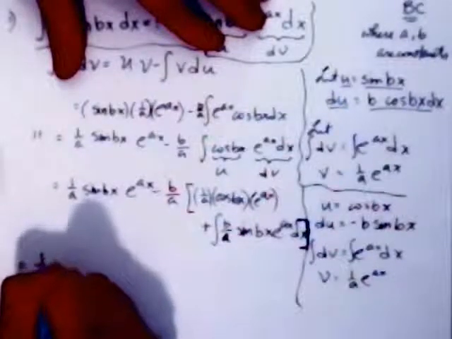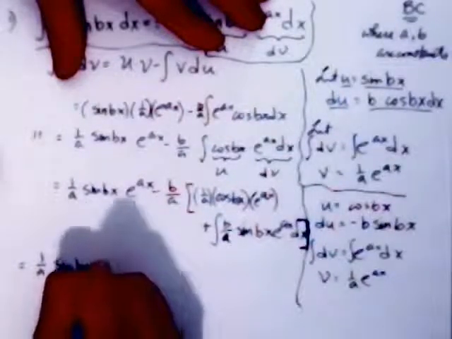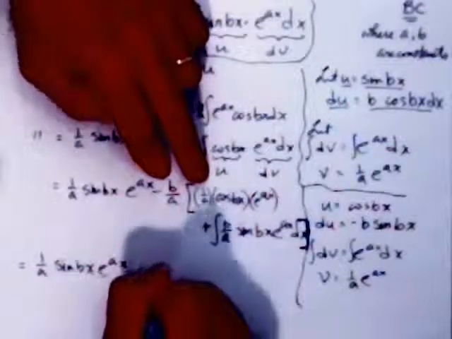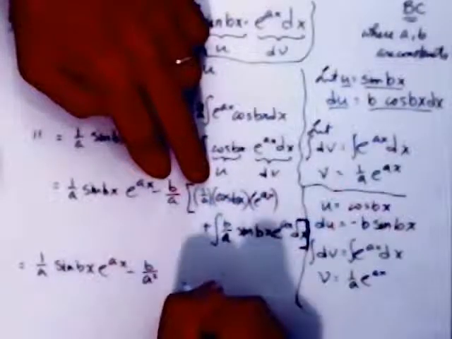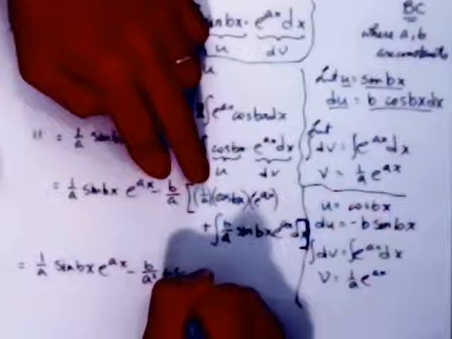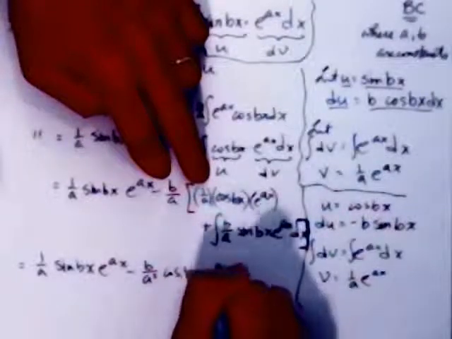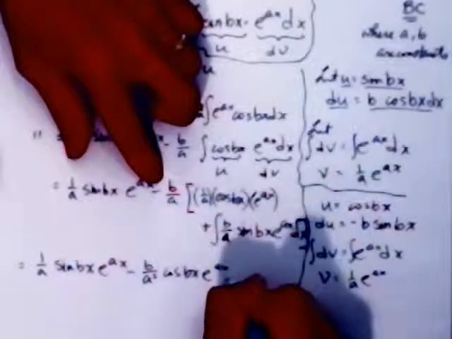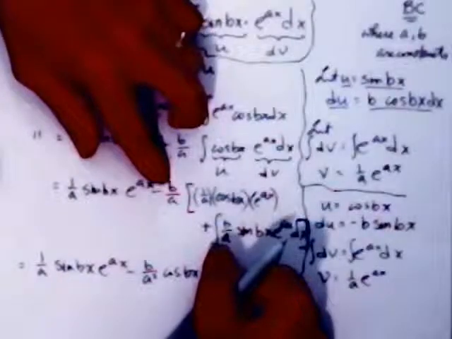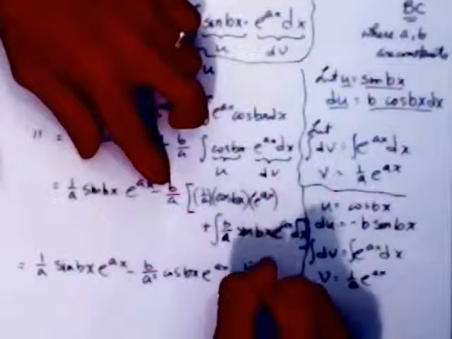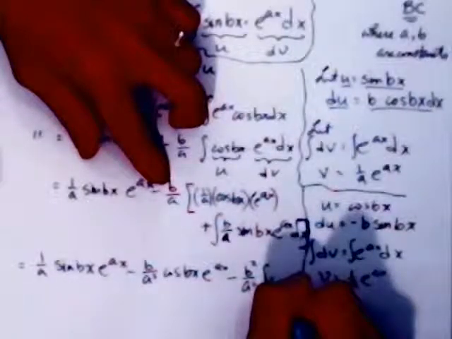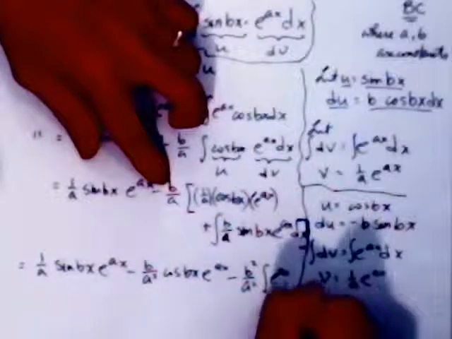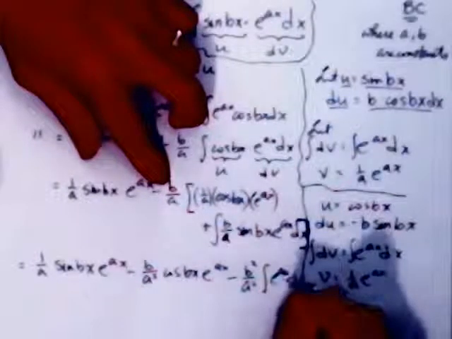So that becomes 1 over a sine of bx e to the ax minus, distributing b over a with the 1 over a, I get minus b over a squared cosine of bx e to the ax, and then I'm going to distribute the minus and the plus, I get a minus again, b over a times b over a is b squared over a squared times the integral of e to the ax times sine of bx dx.